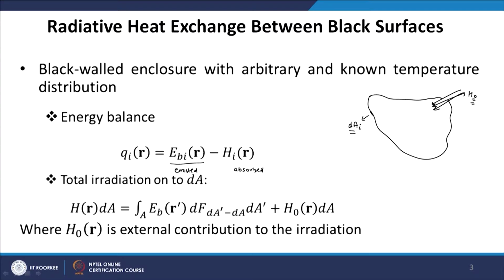So the energy emitted is the same as the black body because we are considering a black body in this case, and it is a function of R because we have assumed that the temperature varies with surface, okay. So the emissivity or emittance of the surface will also vary with surface location because the temperature varies with location. So the emitted energy is simply the black body emissive power as a function of R or as a function of temperature, and then energy absorbed. This energy absorbed is basically alpha times energy received, alpha is equal to 1. So basically it is equal to energy received.